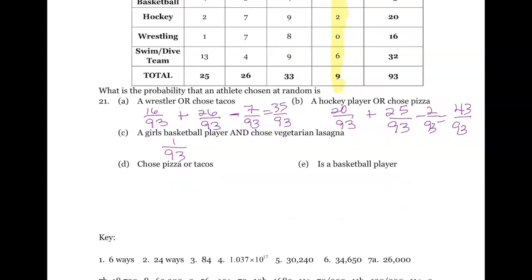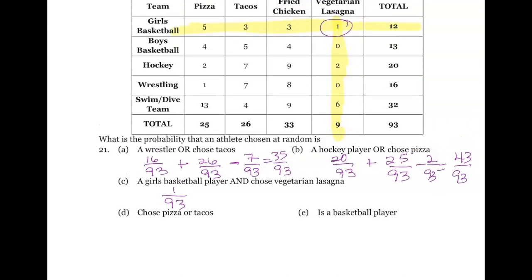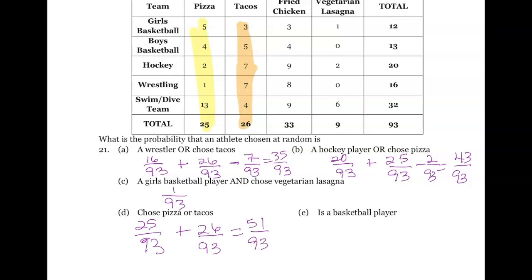Okay, if you chose one person, what's the probability they chose pizza or tacos? Okay, let's erase this. And here's pizza, which is 25 out of 93. It's an or, so we're going to add them. And then here are tacos right next door, but there's no overlap, so we don't have to subtract away the combined pizza taco person. So just use those 2 numbers, add them together, and we are done.